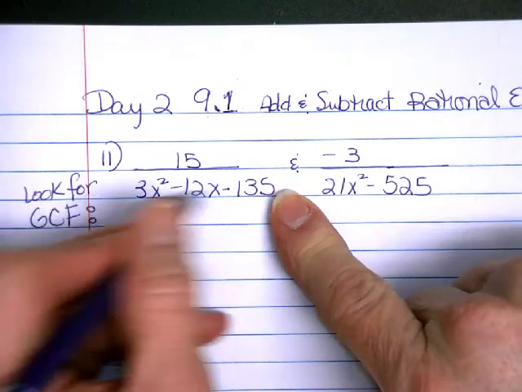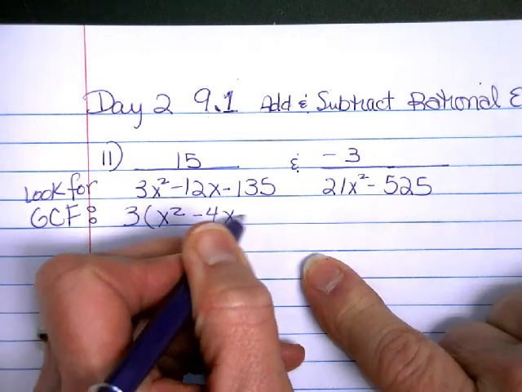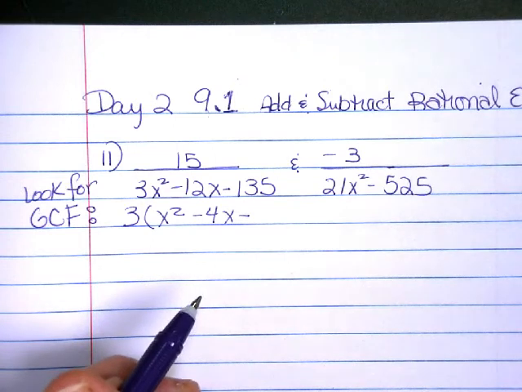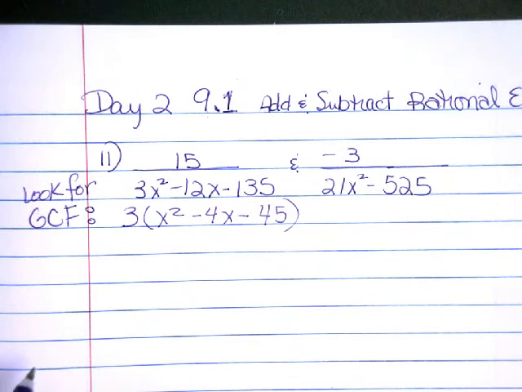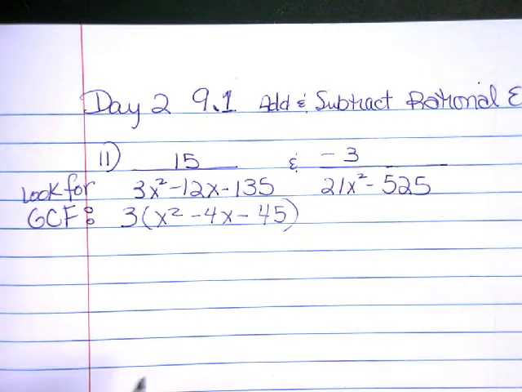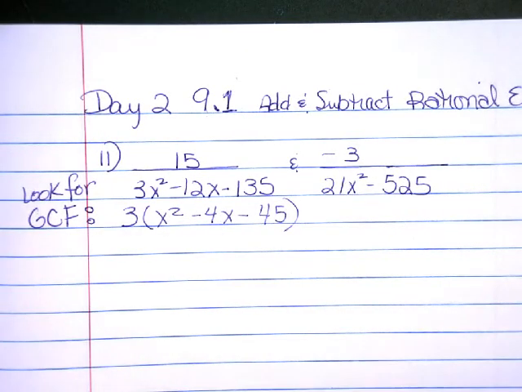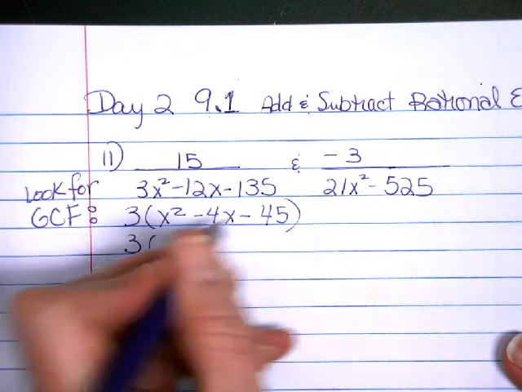Like 3 will go into all of these terms. So if I take a 3 out, I get an x squared minus 4x minus 45. So that could be tricky when you're dancing with two fractions you want to add together and you're factoring the denominator. Watch out for the GCF, greatest common factor of all the terms. We're talking about GCF, and then we're finding the LCD, least common denominator. So the 3 is still lingering.